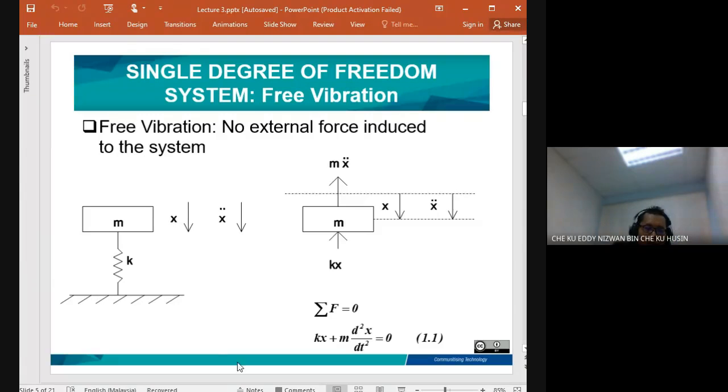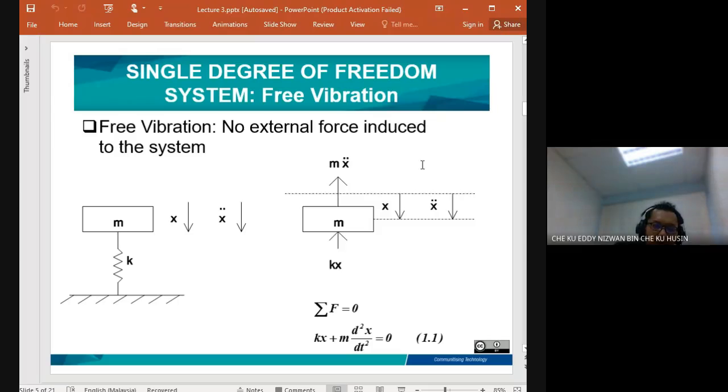Basically for the spring mass system, if there is a motion of the mass, in this case we assume that the mass moves in the downward direction as a positive displacement, and at the same time the acceleration also moves in the same direction, going downward. Now we are interested to look at the reaction force from this motion.